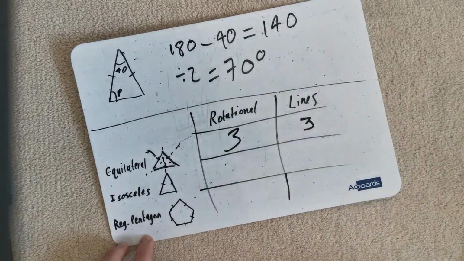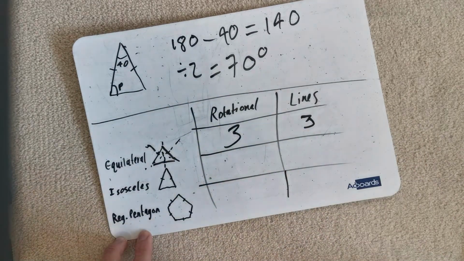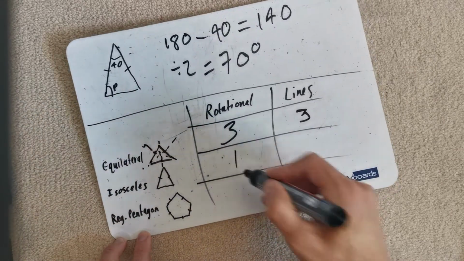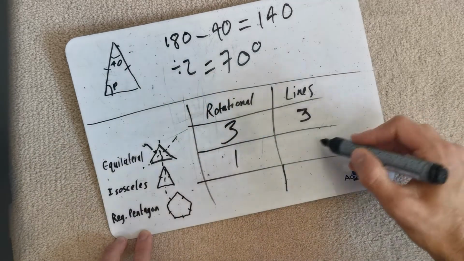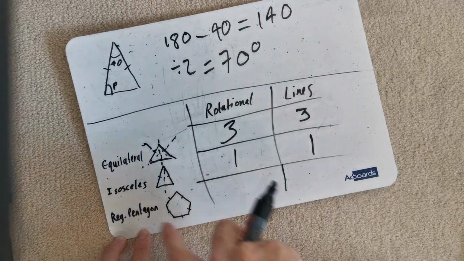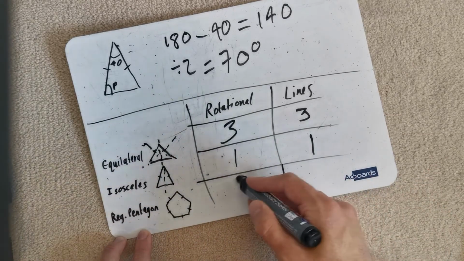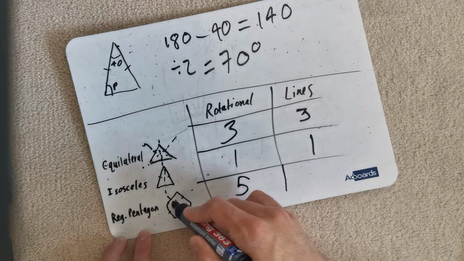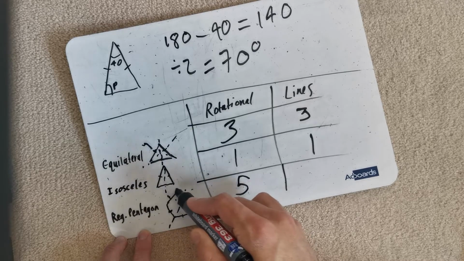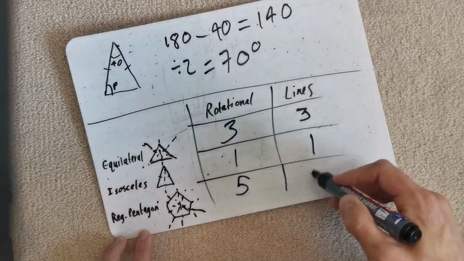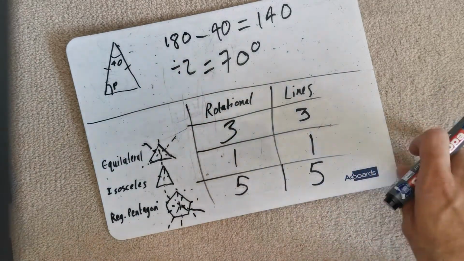Isosceles triangle, if you flip it, if you turn it, if you rotate it any way, it won't look the same at all. So it's only got an order of 1 for rotational symmetry. For line symmetry, 1 line down the middle as well. Regular pentagon. If you want to rotate it, it will look the same in 5 different ways, and it's going to have 5 lines of symmetry as well. Okay, so that question is done, and there's 1 mark for each of those.